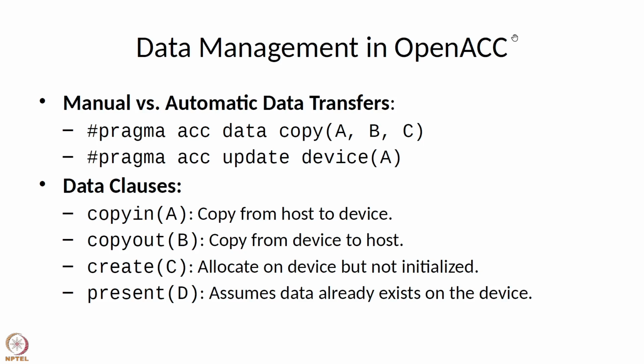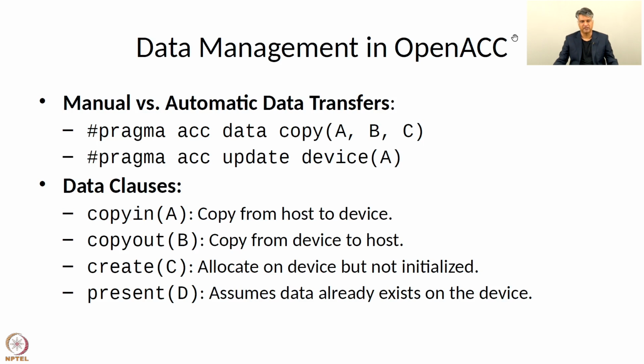Explicit data management. Typically we can do manual or automatic data transfers. If you look at the directive ACC data copy A, B, and C, it essentially tells you that you need to copy the variables A, B, and C from the host to device. ACC update gives a directionality to where you want to update a certain variable. For example, update device is going to update the variable A on the device.